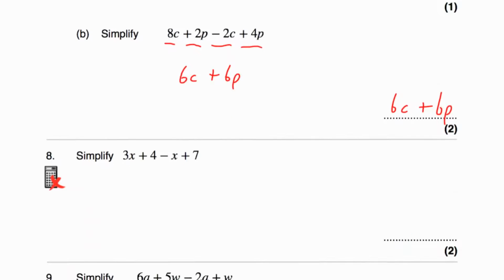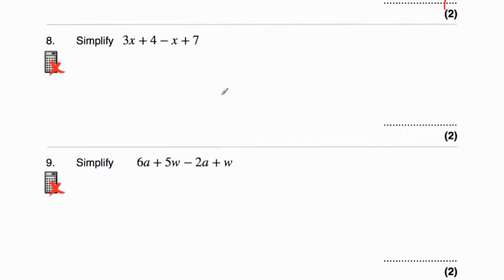Okay, let's have a look at our next question, question 8. Question 8 says simplify 3x plus 4 take away x plus 7. So let's deal with our x's first of all. We've got 3x's take away an x, or 1x. So 3x's take away 1x would be 2x's. So let's write that down, 2x. And then we've got plus 4, positive 4, so 4 plus 7.